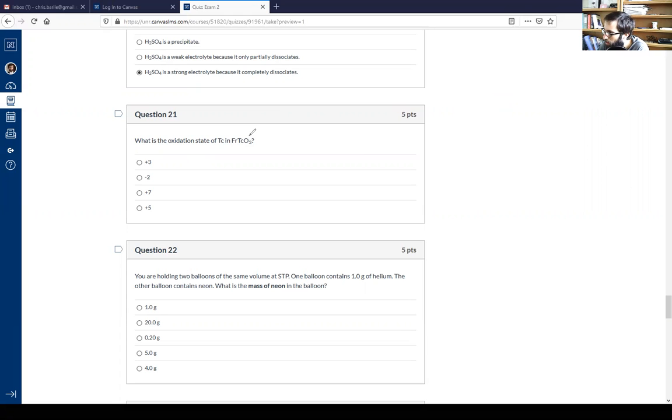Oxidation state rules. Oxygen is usually -2, except if it's in elemental form or in peroxide. Francium is an alkali metal, +1. And so we have 3 of the -2s. So that's going to be a total of -6, right? We have 3 there. And so this is overall a neutral molecule. And so that means this is going to have to be +5, right? A +1 and a +5 to neutralize that -6.